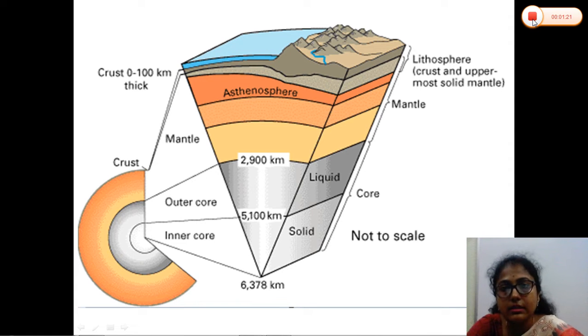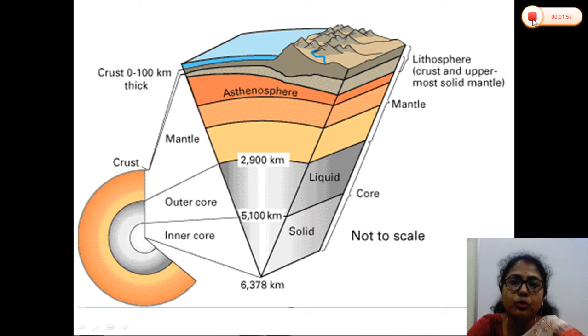Like in the crust, the density is about 2.7 to 2.9 gram per cm cube. In the mantle, it is about 3.3 to 5.5 gram per cm cube, and in the core, it is about 10 to 11 gram per cm cube. Sometimes it ranges up to 12 also. So as we go deeper, the temperature is increasing, the pressure is also increasing. As a result, the density also increases. So depending on these indirect sources, scientists understood that there are different layers.